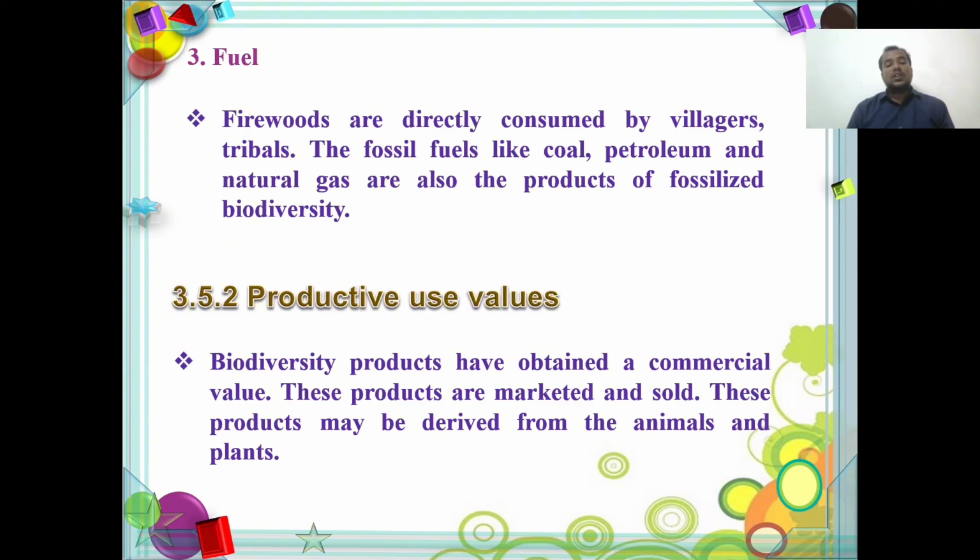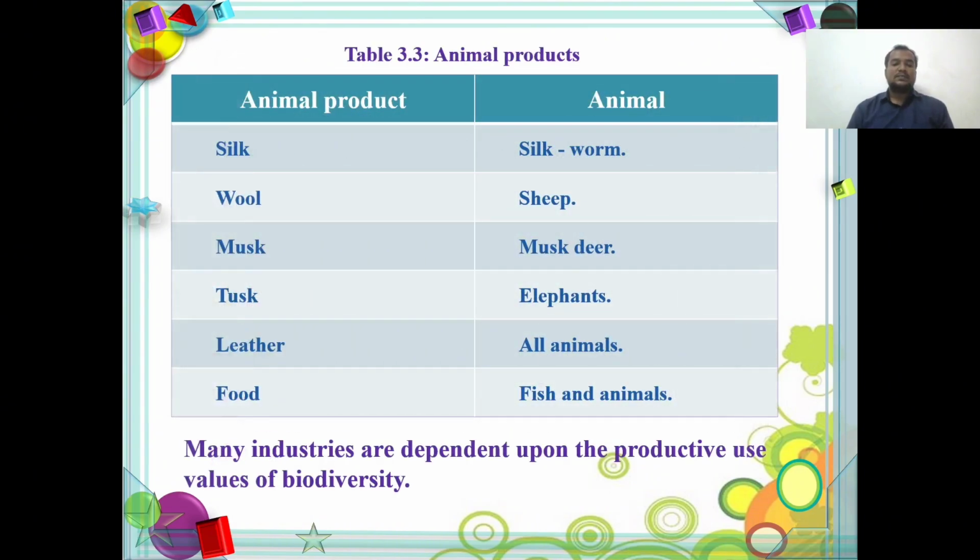Biodiversity products have different commercial values. These products are marketed and sold. They may be derived from animals and plants. This is the table of animal products. Silk is derived from silkworms, wool from sheep, musk from musk deer, and tusk from elephants. Common leather is derived from many animals.